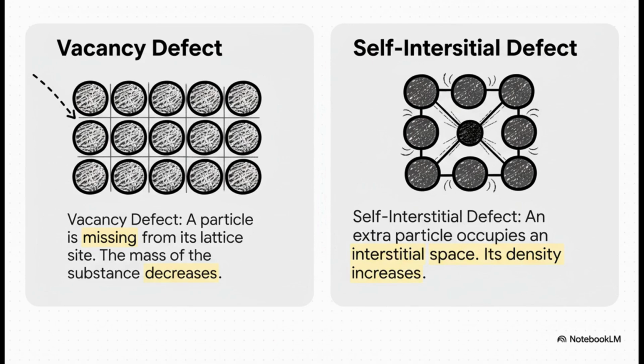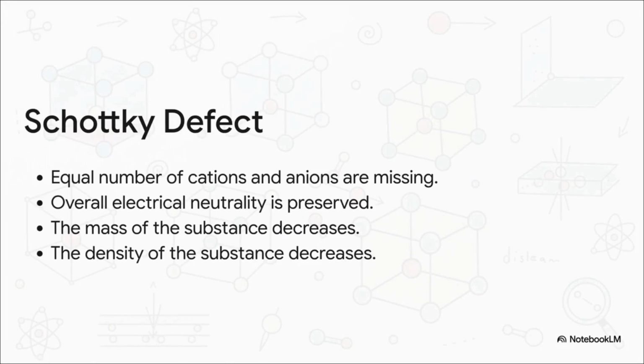Now, in ionic solids, like your table salt, you get this special kind of vacancy called a Schottky defect. See, to keep the electrical charge balanced, you can't just have one positive particle go missing, so they have to go missing in pairs, one positive and one negative. The crystal stays perfectly neutral, but because some atoms are gone, its overall density actually drops. It's a perfectly balanced imperfection.